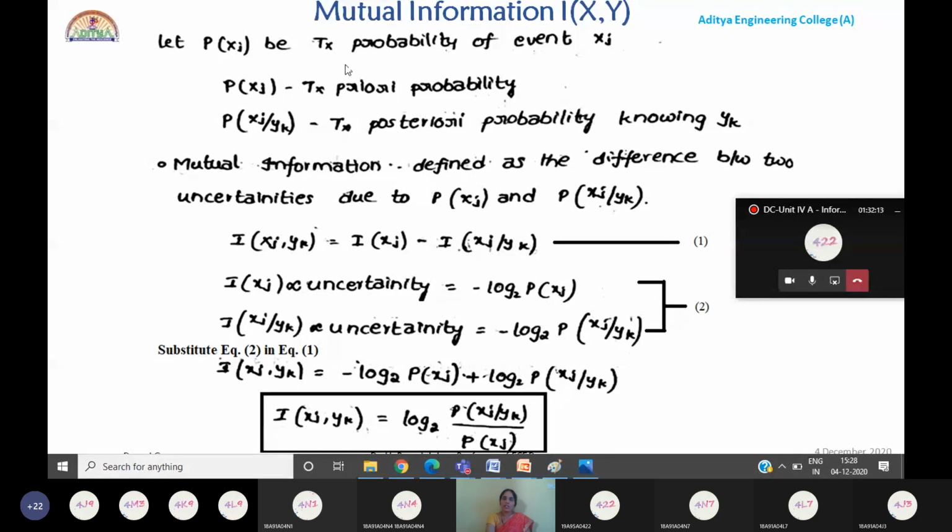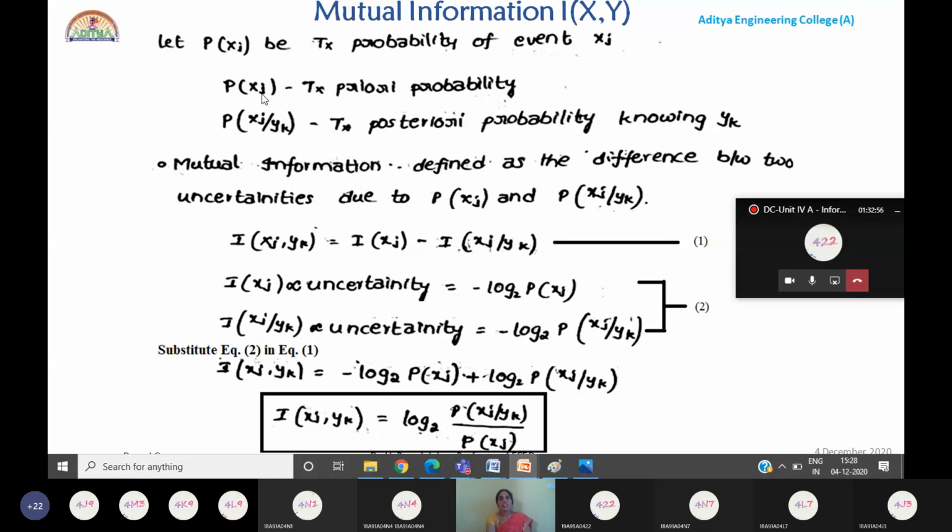Now you should consider the probability of the transmitter events. You can define it in terms of two conditions. One is without knowing the information of the receiver, or with knowing the information of the receiver. That is, you are transmitting, but you don't know whether the data has been received or not, or what the corresponding probability of reception is. Based on that information we can define the probability of transmitter events as either p of xj or p of xj by yk.